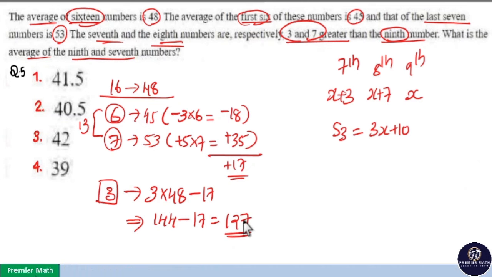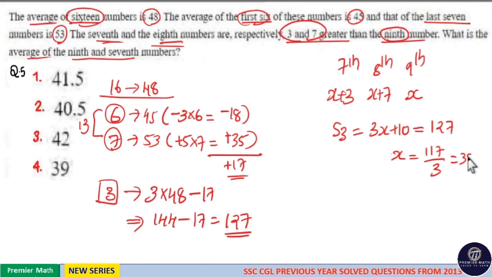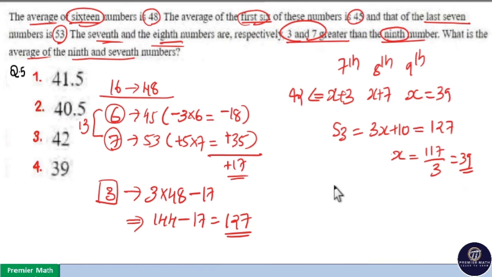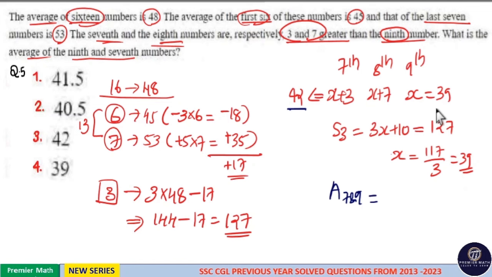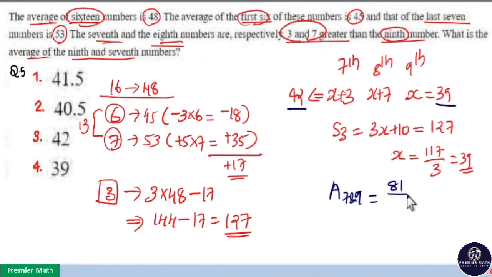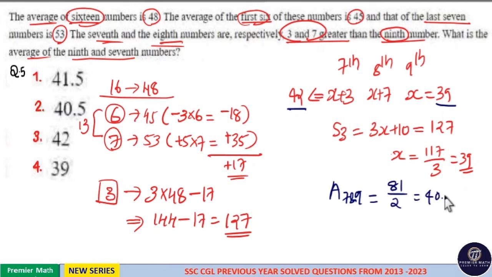So 127 is the sum of the 3 numbers, which is equal to 3x plus 10. Then 3x is equal to 117. x is equal to 117 divided by 3, which is 39. If x is 39, then x plus 3 is 42, which means the average of the 7th and 9th numbers is equal to 42 plus 39, which is 81, and 81 by 2 is equal to 40.5. So option 2 is your answer.